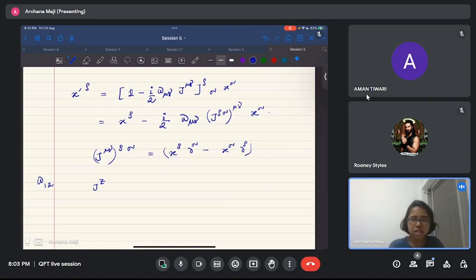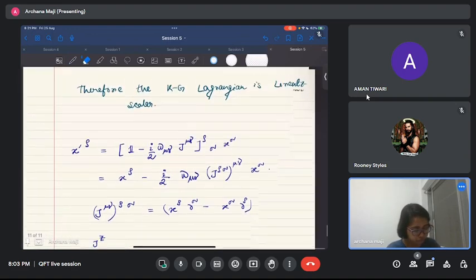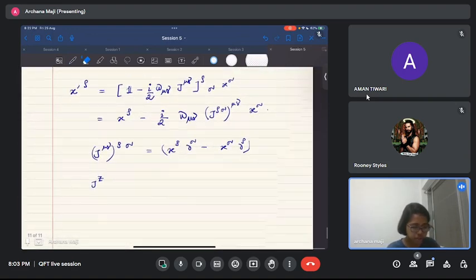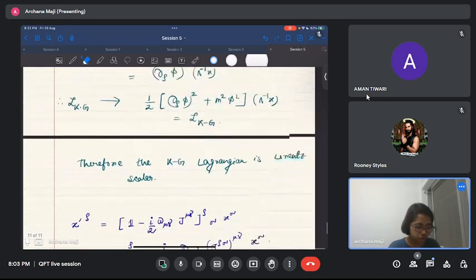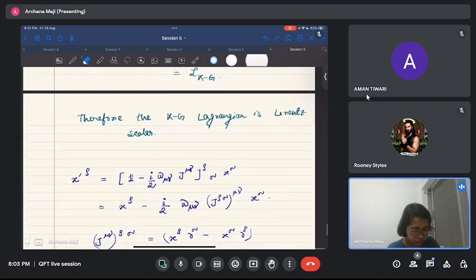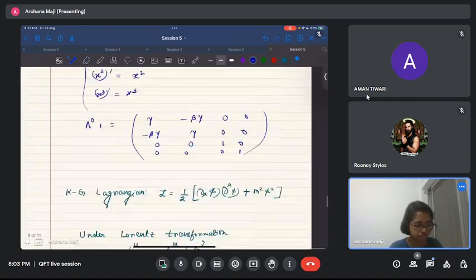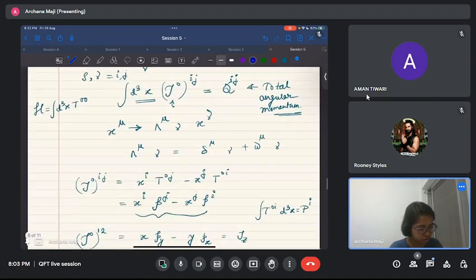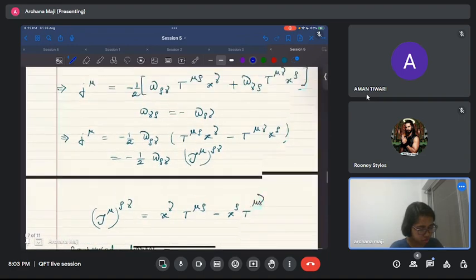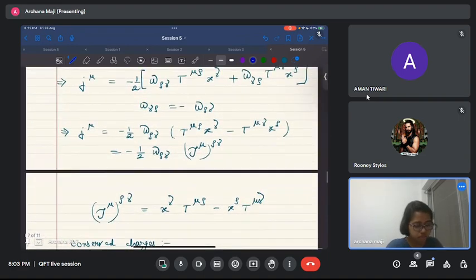I have to check the lecture and then probably I'll be able to tell you what he is using. But the same thing we also did. Here the indices we kept very explicitly so that everything is clear.